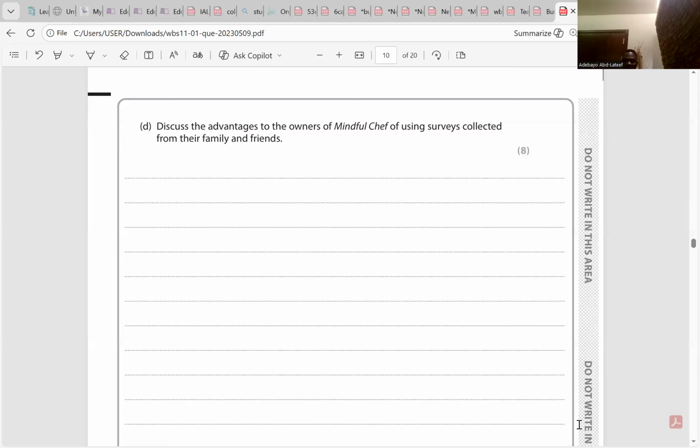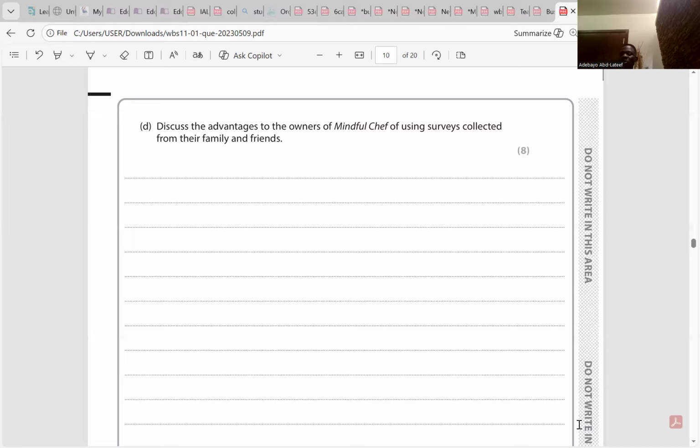So it is cost effective because it's between your friends and family. You can do that within a short period of time. So that means it is less expensive, it is cheap. Do you get it? That's another benefit. And if it is cheap, it simply means your cost of production is expected to fall, and that increases your profitability.